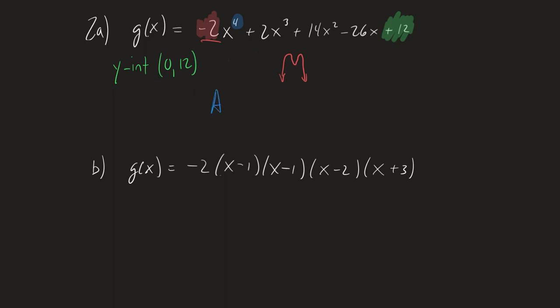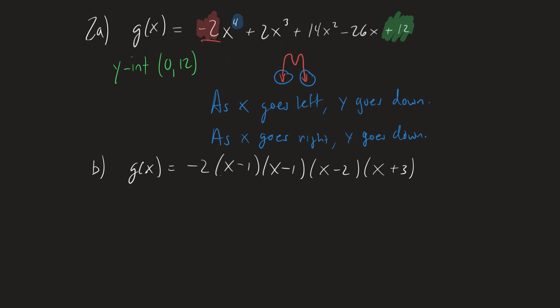So I want to describe that left end first. So as x goes left, what's y doing? Y is going down. And as x goes right, what's the right end doing? Y is also going down on this one. So what are the ends doing?